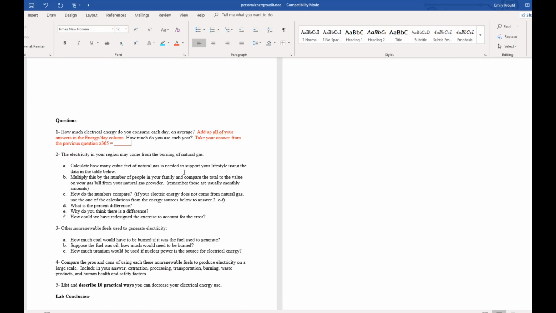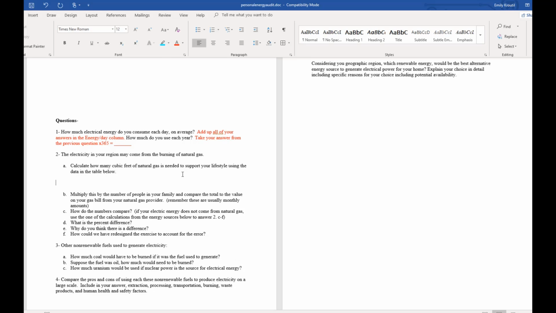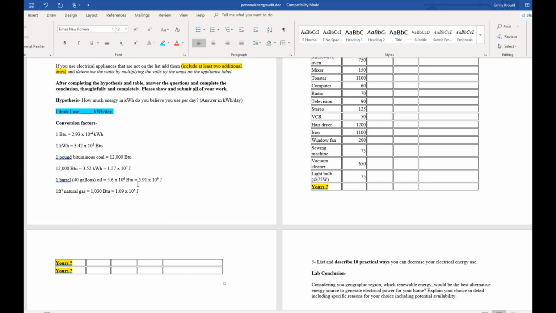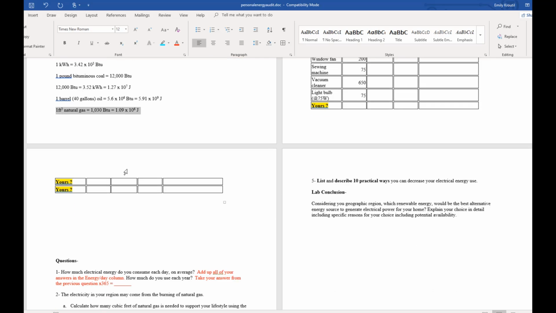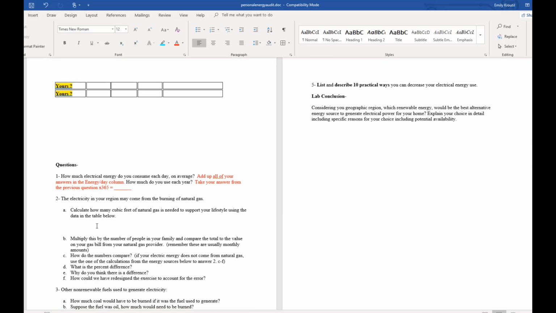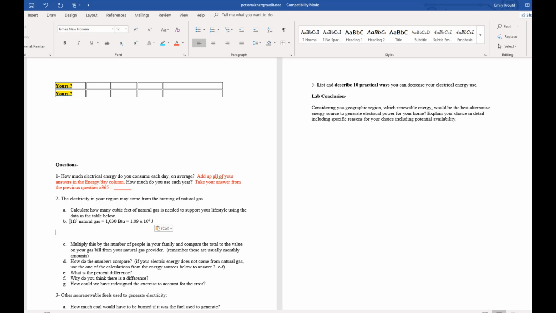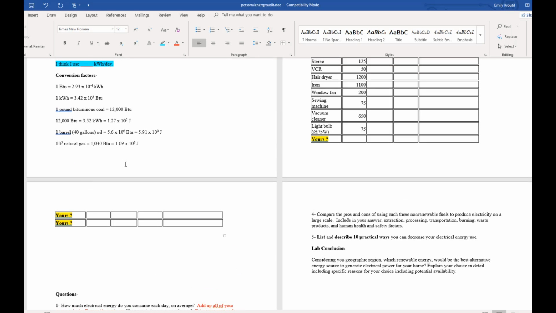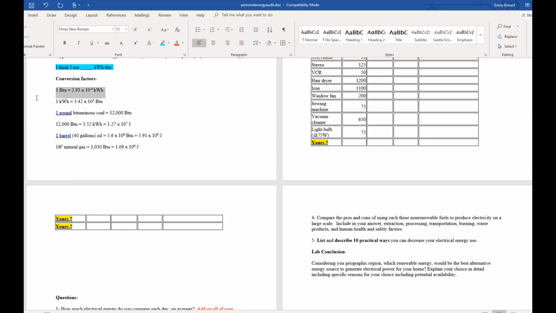Now it says the energy in your region may come from the burning of natural gas. Calculate how many cubic feet of natural gas is needed to support your lifestyle using the data in the table below. And when they say the table below, they're saying this. So you're going to want to use these numbers here. Use BTUs in kilowatt hours.